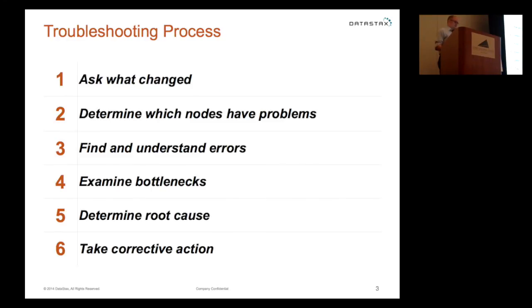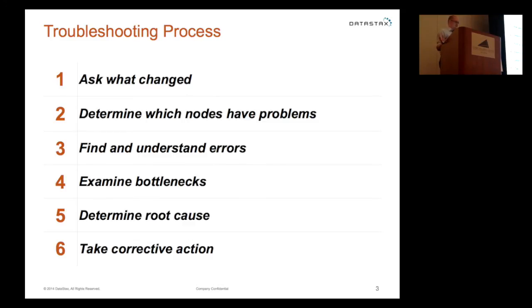I want to start with just an overview of the troubleshooting process from a support engineer's perspective. First, you need to ask what's changed. Two, you need to determine which nodes have problems, so you know where to look. Three, you need to find and understand the errors that are occurring on the node. Four, examine bottlenecks. Five, determine the root cause. And six, take corrective action.